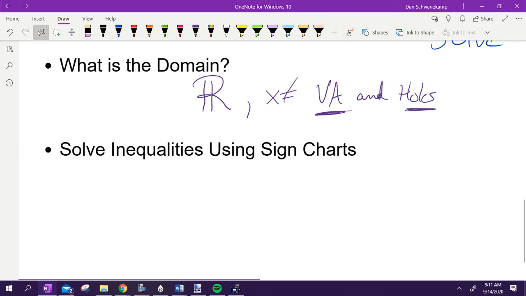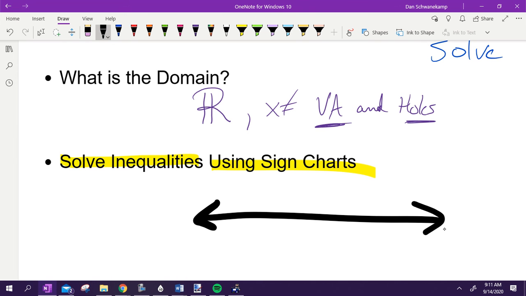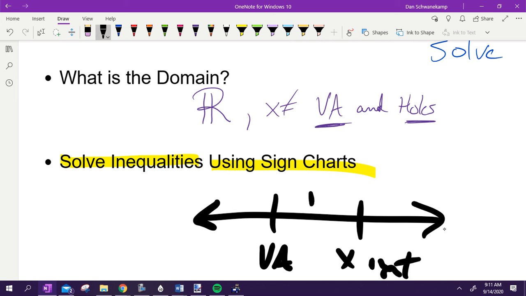And then the last one is just the statement. To solve inequalities, use a sign chart. Make sure you can do that. What numbers are going to go on my sign chart when I make it? Vertical asymptotes or x-intercepts. And then do the cool little sign chart. Plus, minus. Real cool. Everybody good?